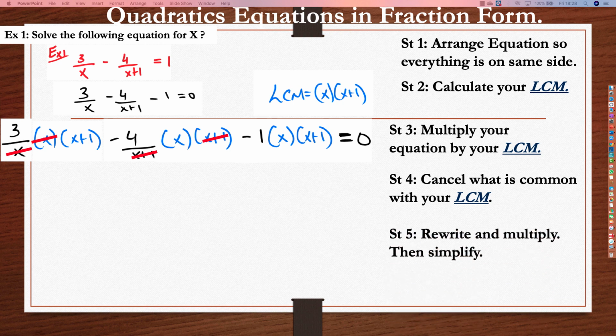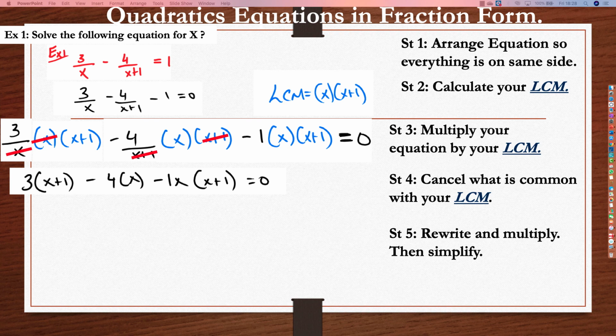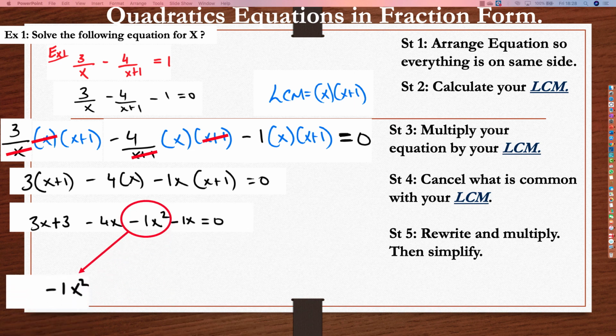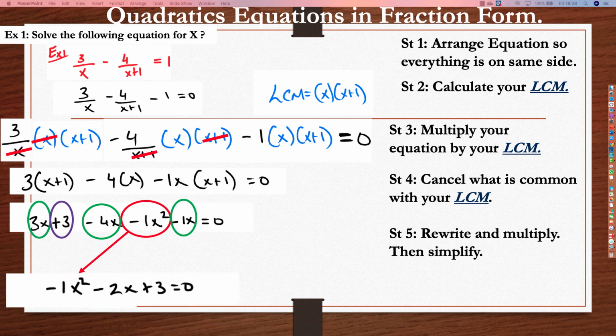Right, so literally here, you just multiply it out. 3 by x plus 1 is 3x plus 3, minus 4 by x is minus 4x, minus 1 by x and then by x plus 1. So 3x plus 3 minus 4x minus x squared minus 1x is minus 1x squared minus 2x plus 3 equals 0. What am I going to do? Solve from there. Split brackets or minus b, either way. I'm not worried about finishing this question. It's the way we start the question.